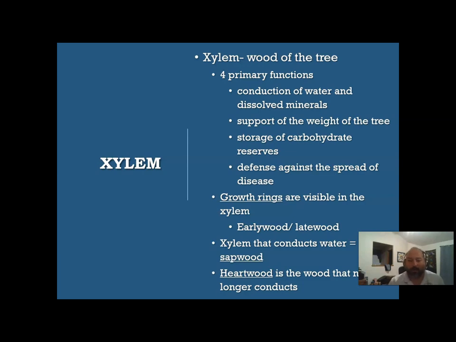On the pictures we saw before, we saw, say, sapwood and heartwood. Sapwood is xylem that's conducting water. Heartwood is the wood that's no longer conducting water or dissolved minerals. So if it's actively growing wood, it's xylem. It's sapwood. If it's xylem that is not conducting any water anymore, that's just called heartwood. We don't really consider it xylem.